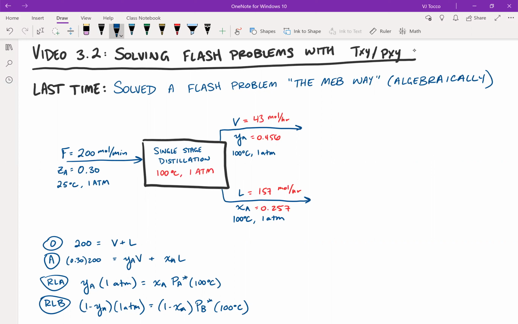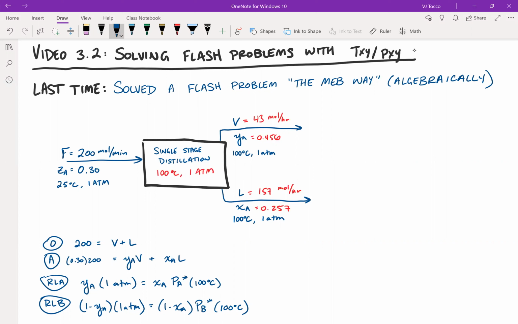As I hopefully demonstrated, this process was doable, but it was kind of annoying to have to go through and solve this problem for different conditions. So if I wanted to, for instance, change the temperature, I would have to go through and recalculate all this stuff. And while it wasn't difficult, it was still somewhat time consuming.